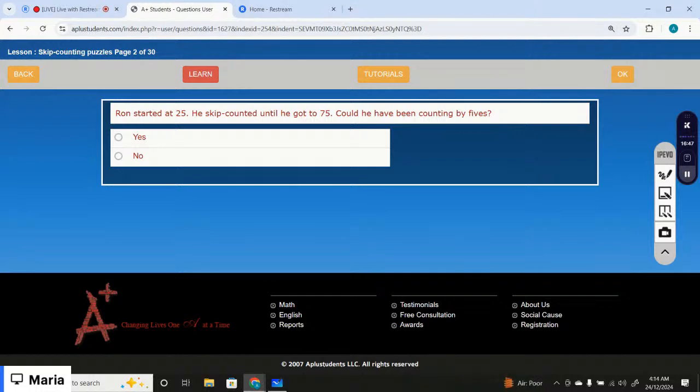Ron started at 25. He skip counted until he got to 75. Could he have been counting by fives? Which is the correct option? The correct option is yes, it is. Option number one is the correct option.